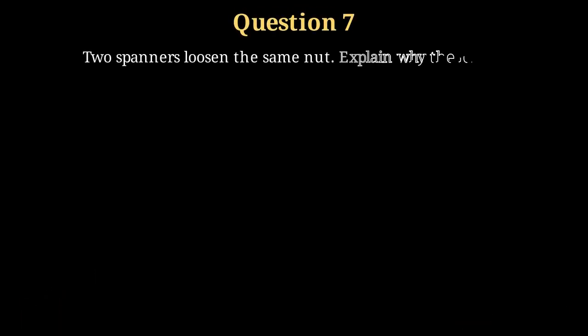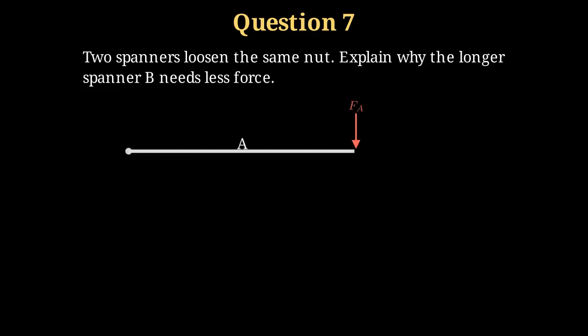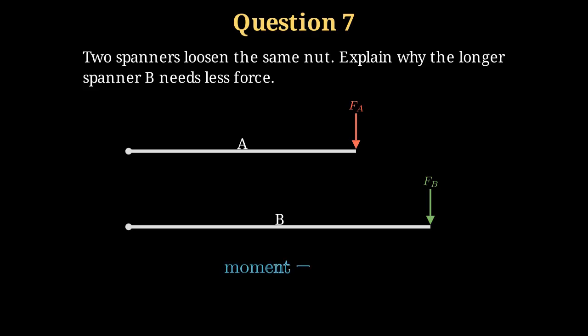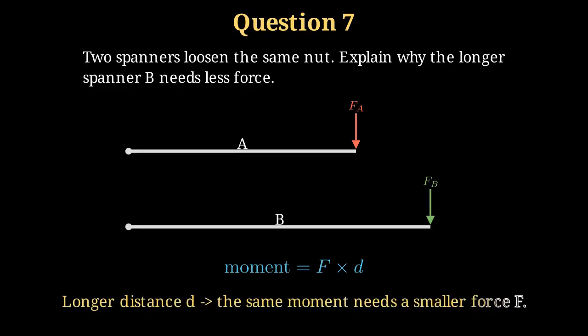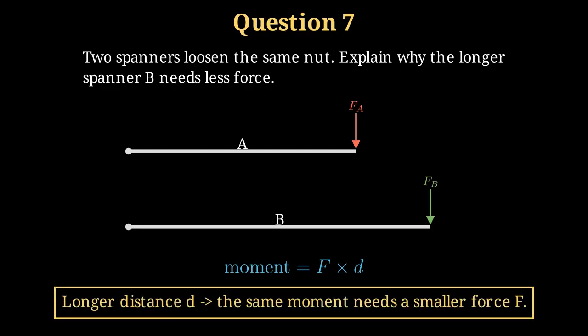Question 7. Two spanners are used to loosen the same nut. Spanner B has a longer handle. Explain why it needs less force. The turning effect on the nut is the moment. The force times its perpendicular distance from the nut. Spanner B applies its force much further from the nut. To loosen the nut, we need the same moment either way. Moment equals force times distance. Since B has a longer distance, the same moment is reached with a smaller force. That's why the longer spanner needs less effort. Well done.